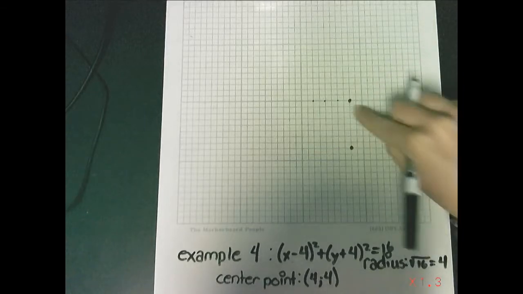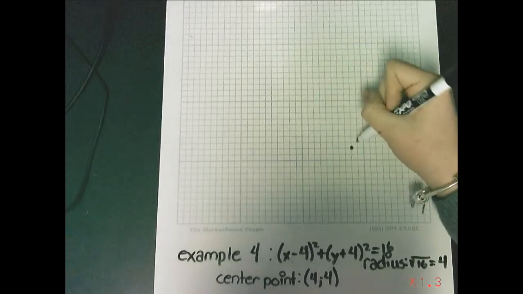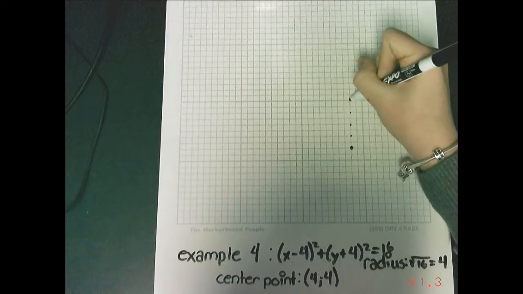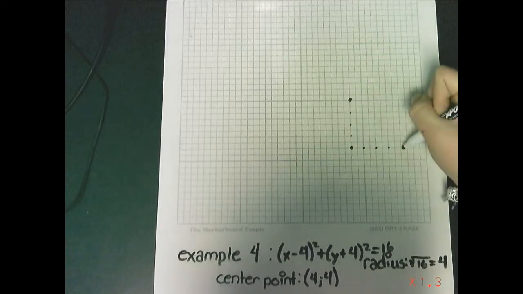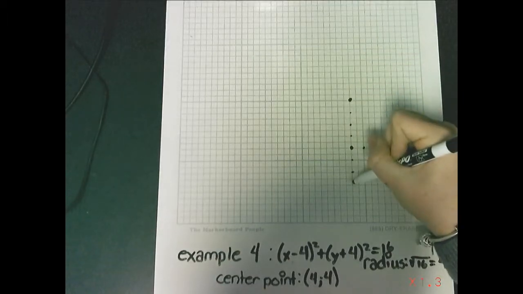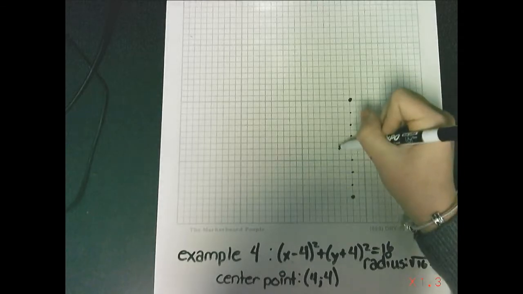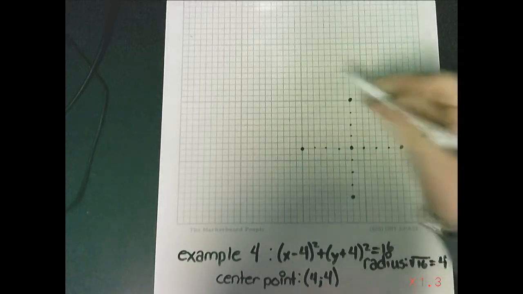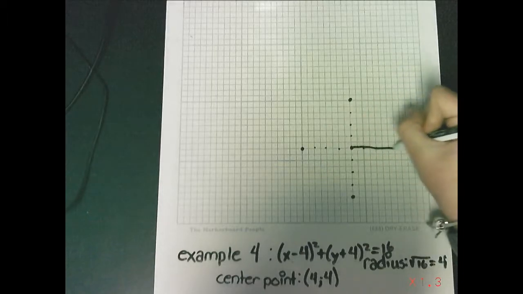And then once we have our center point, we're going to take our radius of 4 and count out 4 in each direction. And again, in this video, 2 blocks equals 1, so every 1 block equals 1 half. And then once we found all 4 of our radial points, we're just going to connect them in a circular form, and then that's how you would graph this one.